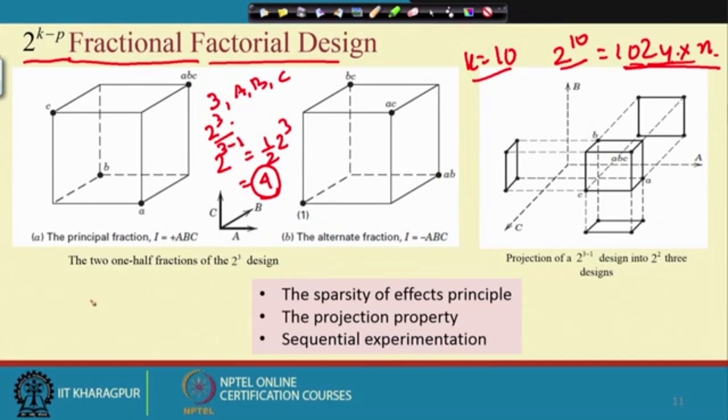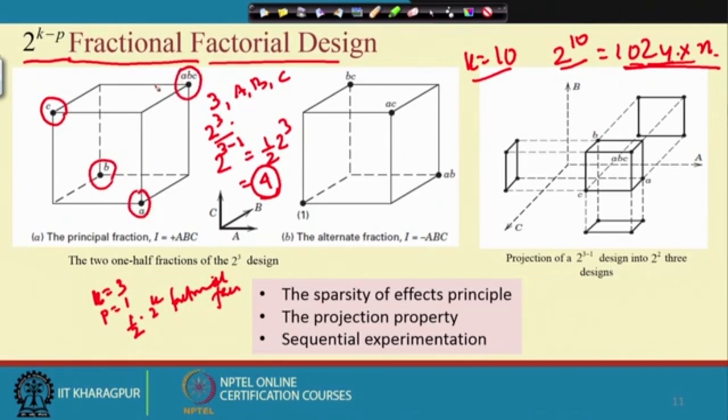So, in this case my k is 3, p is 1. This is known as 1 half into 2 to the power k, fractional factorial design. So, what are those 4 points here, 4 settings? This, this, this and this. The question is that 4 independent settings or treatment combinations you have not chosen, this is not chosen, this is not chosen, this is not chosen. So, whether it will work or not?